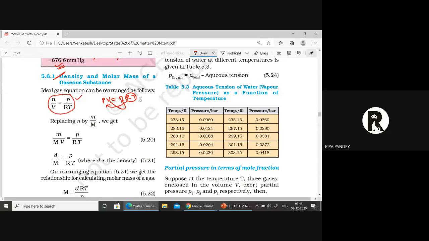Now n is equal to what here? Again, mass by molar mass, otherwise weight by molecular weight. Mass if you represent small m, molar mass if I represent capital M. Now in place of n, what we are taking here? m by M. This formula you are getting here.